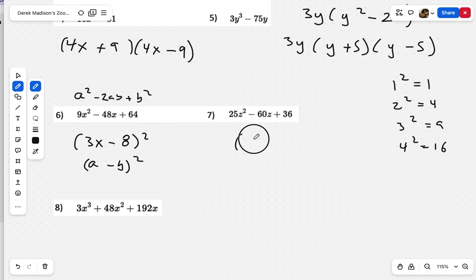So this is just going to be 5z. It's a minus, so it's a minus, and then 6 quantity squared. And they're just that easy if you recognize them. We'll double check the middle. 5 times 6 would be negative 30, and then double it, and there's our 60.